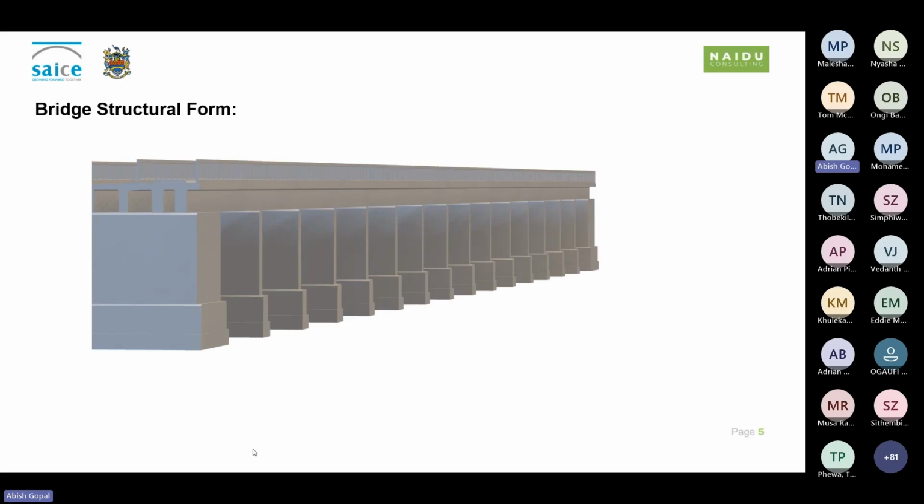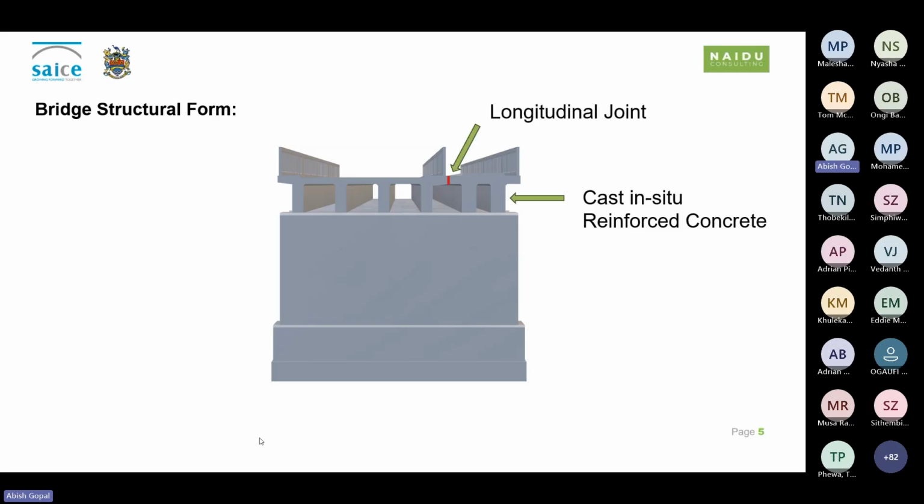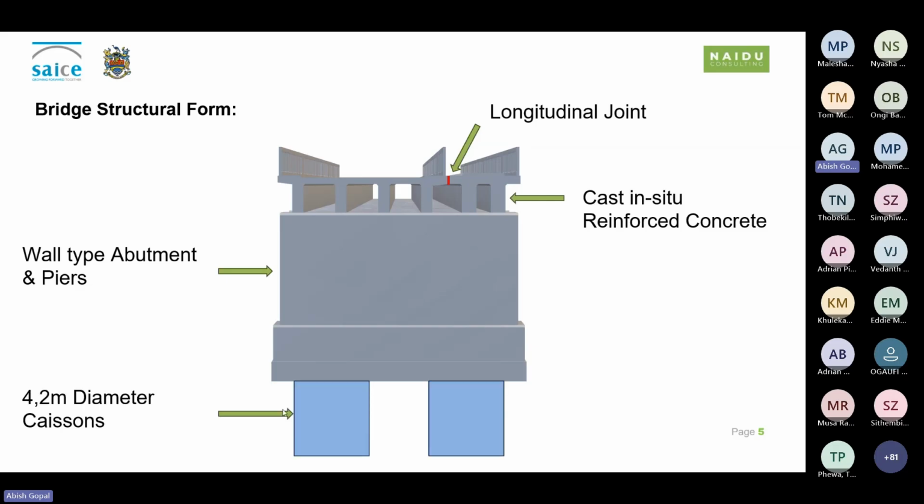Okay. In terms of the bridge form, in terms of the cross-section, the deck comprises a cast in situ reinforced concrete T-beam cross-section, and there is a longitudinal joint that separates the roadway corridor on the left and the railway corridor on the right. The superstructure is supported on wall-type piers and abutments, and the deck and the overall substructure are supported on a foundation that comprises 4.2 diameter caissons.